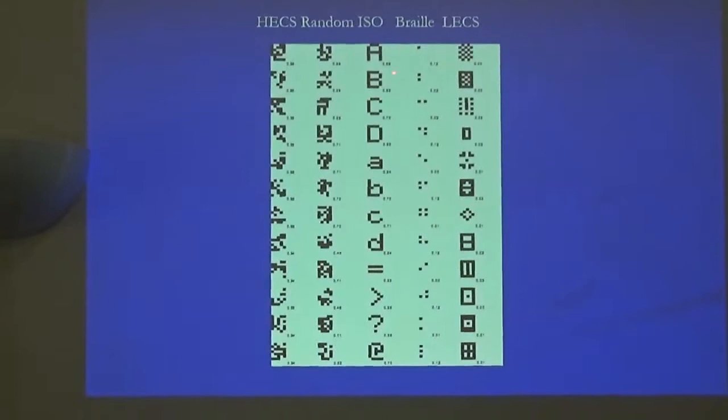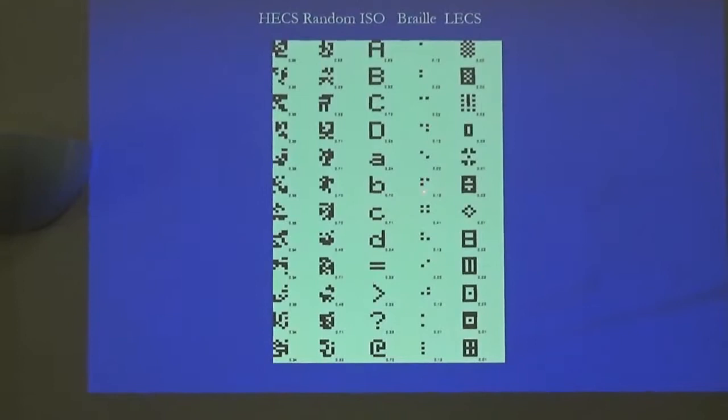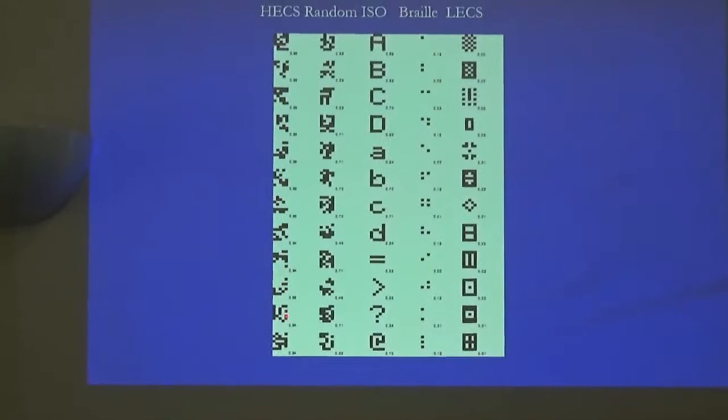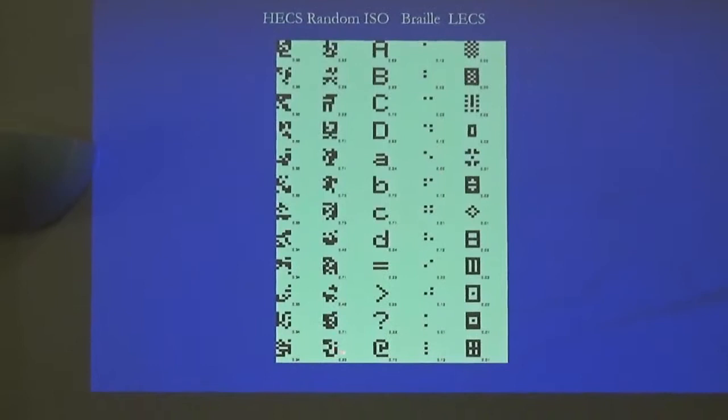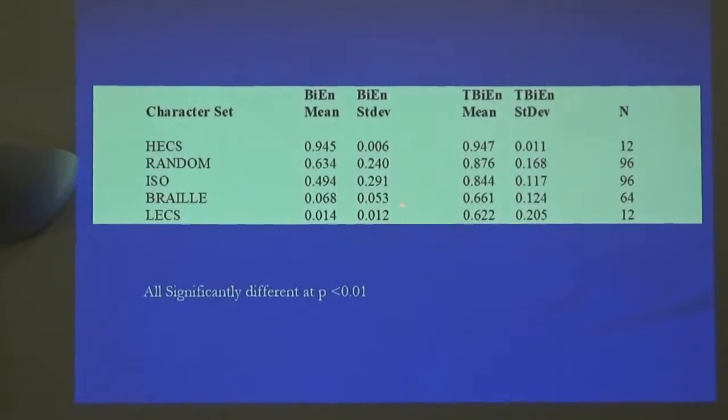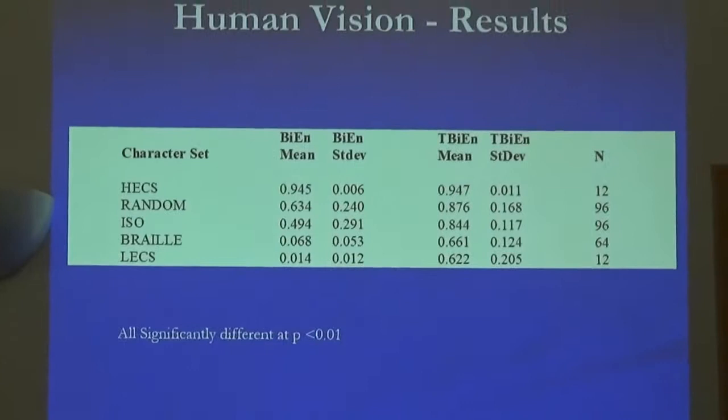So I calculated the BiEntropy of this ISO character set, the BiEntropy of the Grail character set. I created a low entropy character set myself, and I created a high entropy character set myself, and I used a random number generator to randomly create some characters. And I found that BiEntropy discriminated between all five character sets at quite a high level of significance, which is, of course, really interesting.